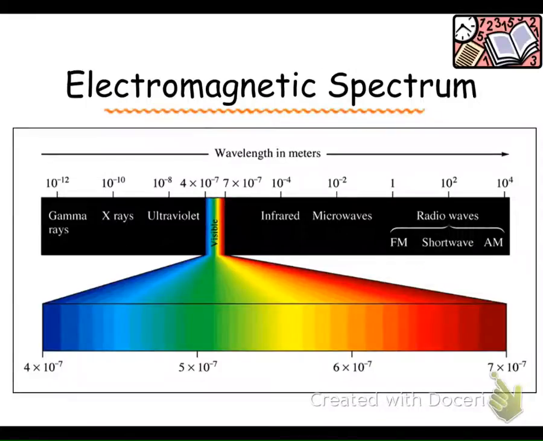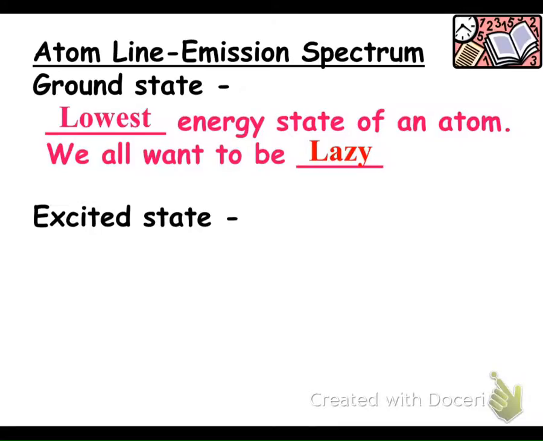So here's just another example of our electromagnetic spectrum here. We've got the different wavelengths in meters and showing our visible light and the general wavelength in meters there. So atom line emission spectrum, so why are we talking about electromagnetic radiation in chemistry? Well, we want to talk about ground state and excited state. We want to apply the Aufbau principle to this, and then we're going to apply why we see colors.